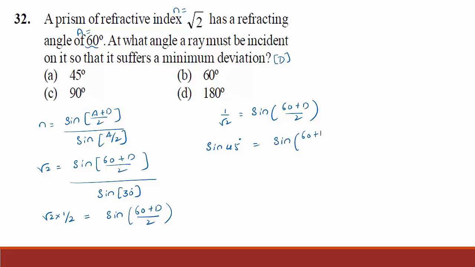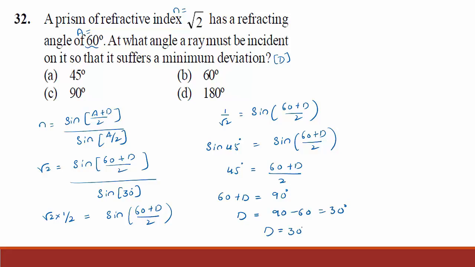Remaining is sine of (60 plus D) divided by 2. Here sine will get cancelled. So remaining, simply we can write 45 degree equal to (60 plus D) divided by 2. Or we can write 60 plus D equal to 45 into 2, which is 90 degree. Therefore D equal to 90 minus 60, that gives 30 degree. So the angle of minimum deviation is 30 degree.